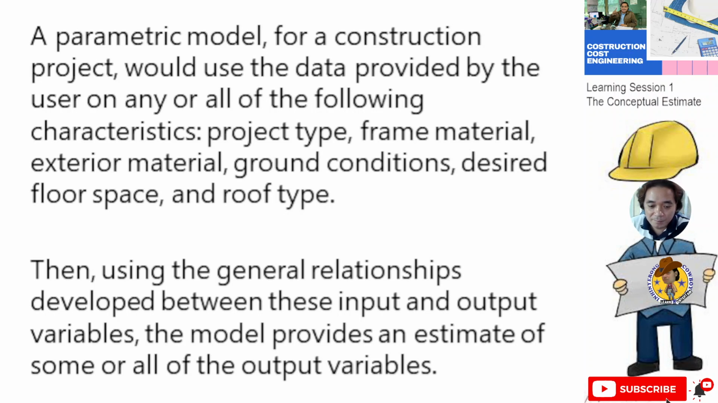The parametric model for a construction project would use data provided by the user on any or all of the following characteristics: project type, frame material, exterior material, ground conditions, desired floor space, and roof type. So these are the things that we need to consider in the parametric model. Then, using the general relationship developed between input and output variables, the model provides an estimate of some or all of the output variables.